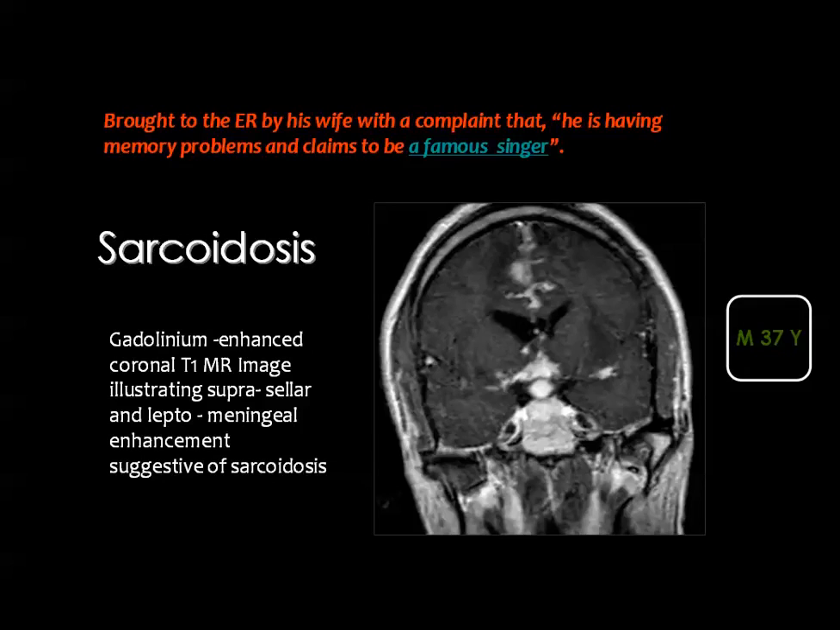And one of the manifestations of sarcoid in the brain is this abnormal behavior. And here you can see there is involvement of the hypothalamic hypophyseal axis and this is, as I have said, one of the common locations for intracranial involvement by sarcoid. And you can also appreciate the leptomeningeal thickening and enhancement.